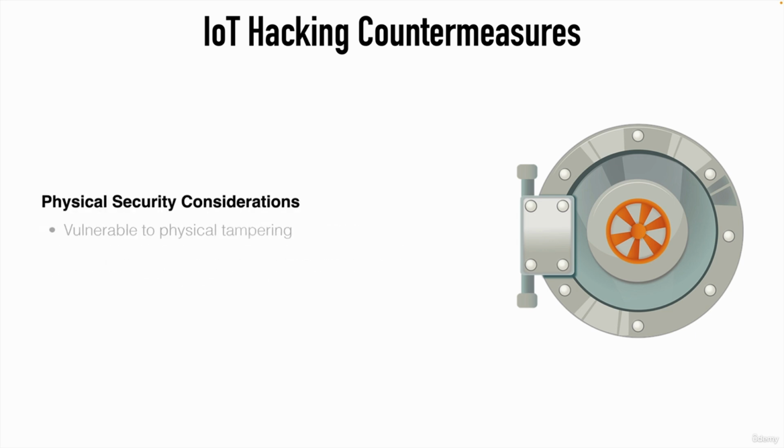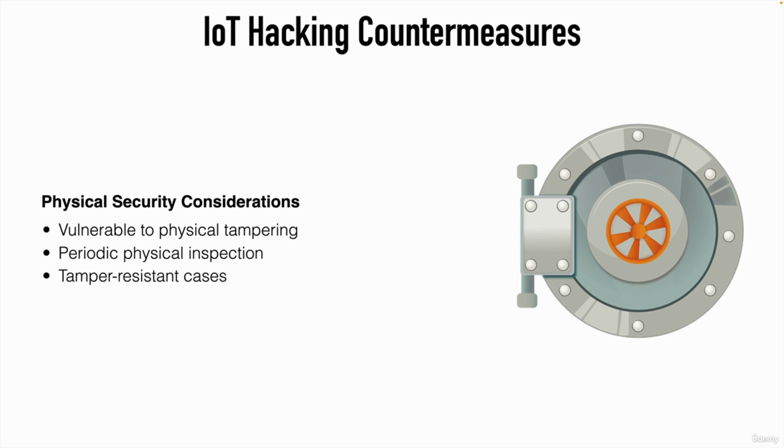There are physical security considerations as well. We pointed out the fact that because of the way these devices are often deployed, they could be vulnerable to things like theft or physical tampering. Obvious considerations would be the periodic physical inspection of a device for any signs of physical tampering, or maybe even securing the device in a tamper-resistant case. For example, with a smart thermostat maybe, we might want to lock that behind a clear, locked plastic case, which is made for such a device.